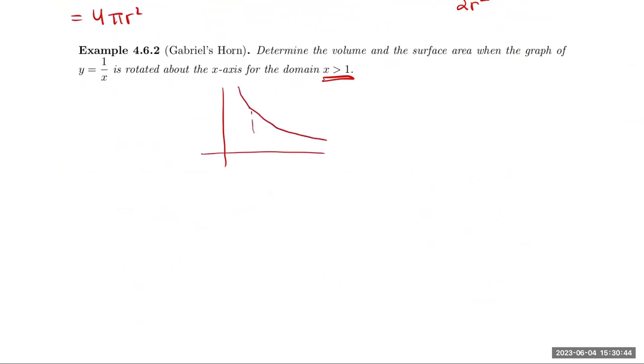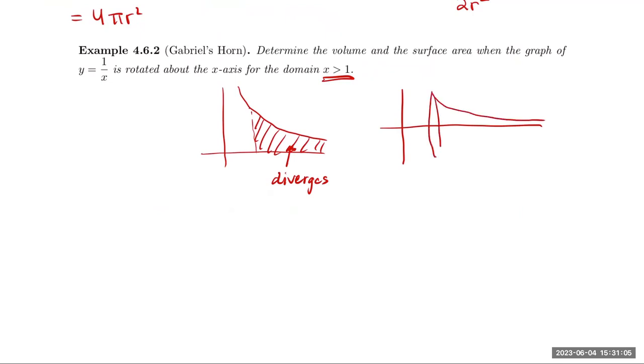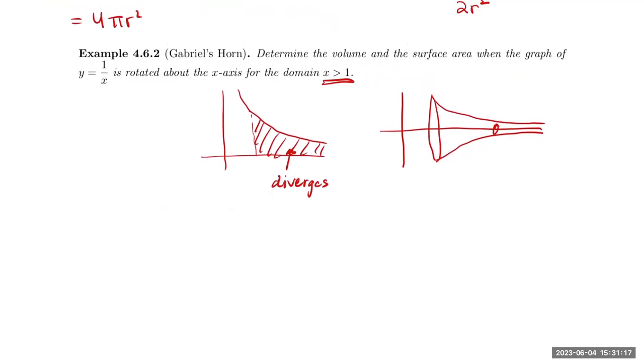And we are already familiar that this area would actually diverge. So this is a diverging area. And as well, if we consider the horn, we're seeing that if we start from here, it keeps on going, and if we consider this horn, it would just keep on going forever. So that's our function 1 over x rotated about the x-axis. And that's what we want to find out next.